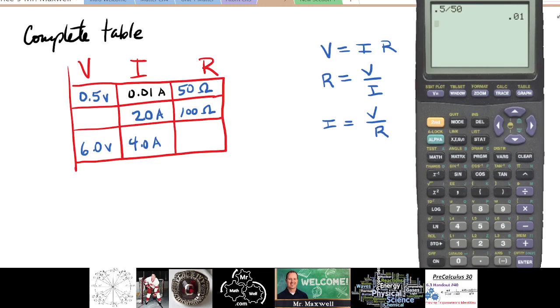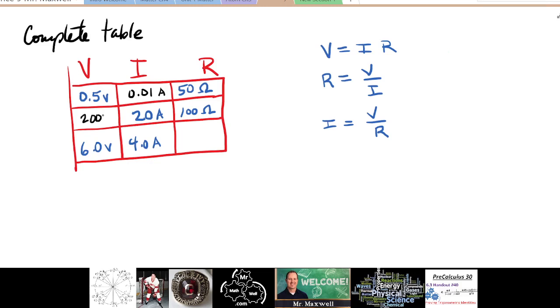All right, so I'm solving for V, so I need to multiply 20 times 100. Hopefully you don't need your calculator for this one. When you multiply by 10 or 100 or 1,000, all you do is add zeros or move the decimal place to the right, however many zeros you have. So this is going to be 20 plus 2 more zeros, so that's going to be 2,000 volts. That's a lot of current, and this is a lot of resistance. So you're going to need a lot of volts.